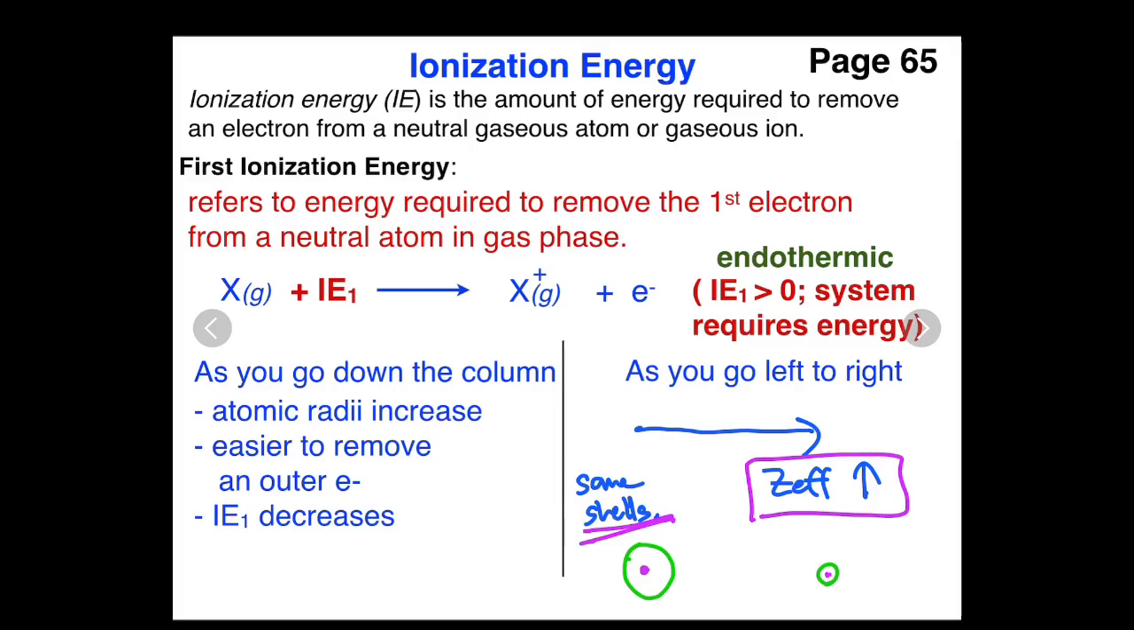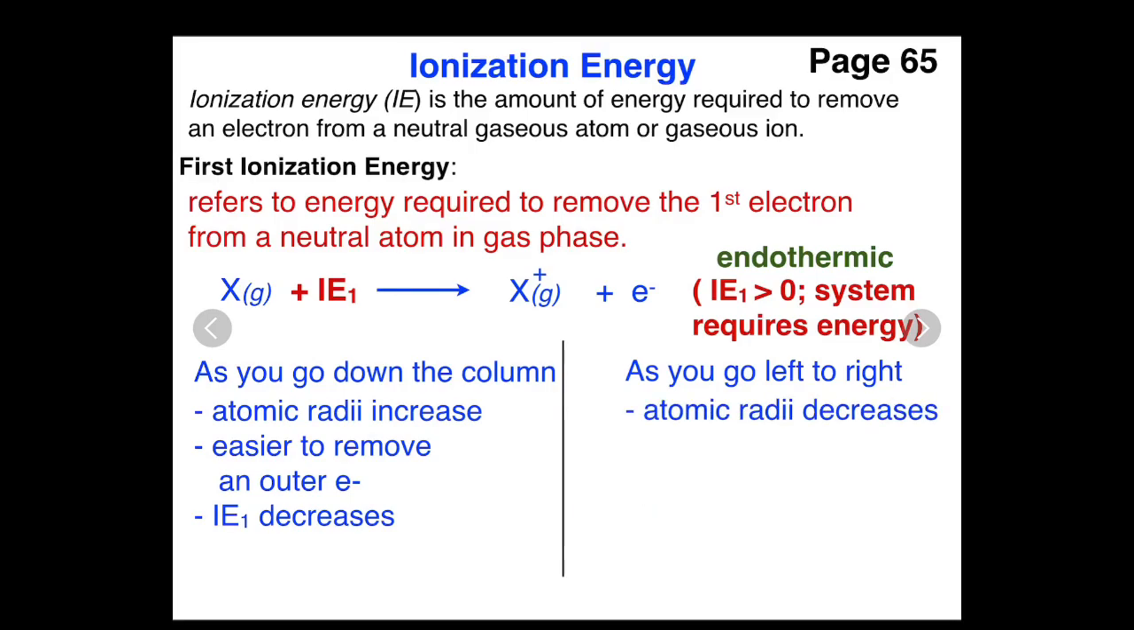Okay, so in summary, as we go from left to right across the periodic table, the atomic radii will decrease because the effective nuclear charge increased, right? Therefore, it's going to be harder to remove an outer electron. Therefore, in this case, you are going to observe the ionization energy increases.